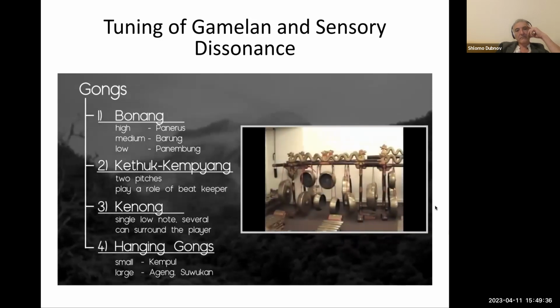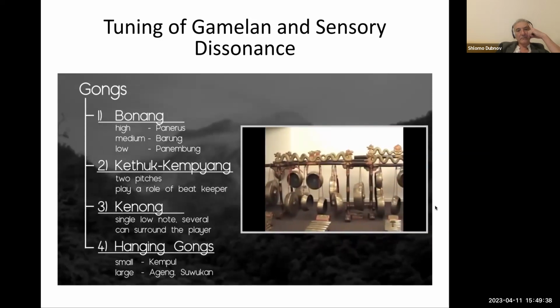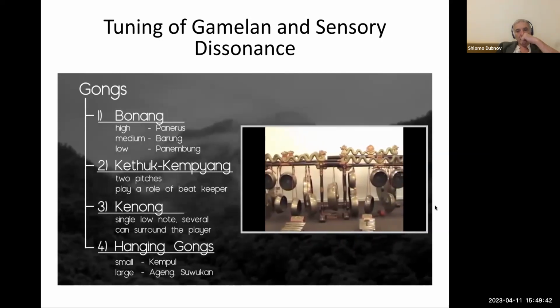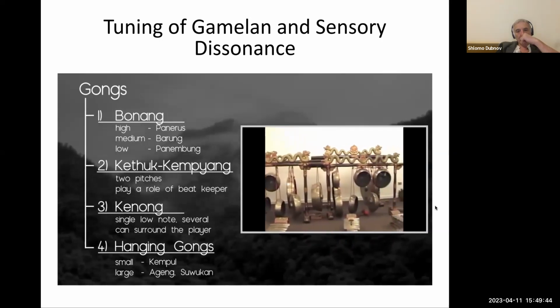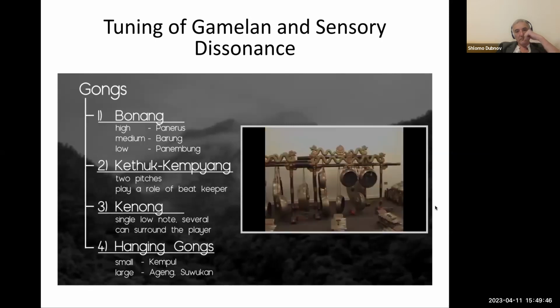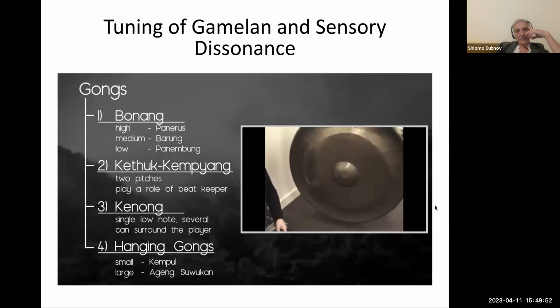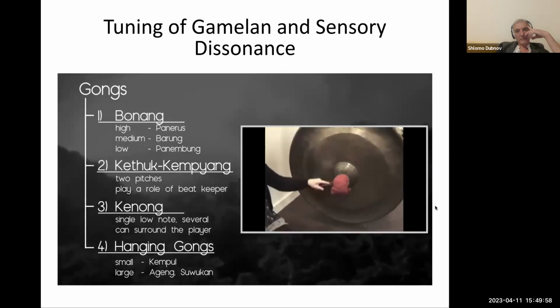Gamelan has a large variety of hanging gongs that are used to indicate the structure of the composition. The collection of smaller hanging gongs is called kempul, and the largest gong is gong ageng. It represents the longest time cycle in the composition, and it is actually the most important instrument in the gamelan ensemble, as due to mythology surrounding gamelan tradition, it is considered sacred.